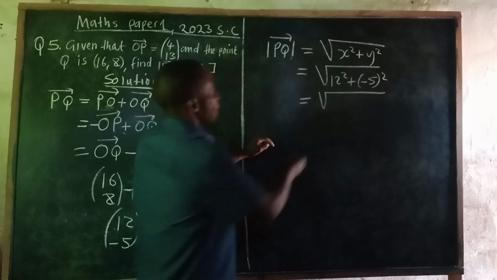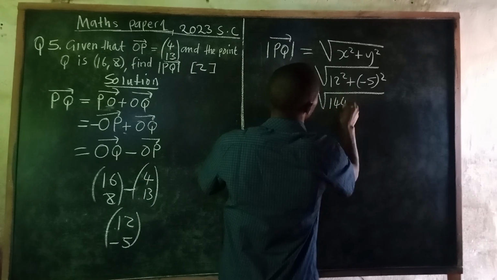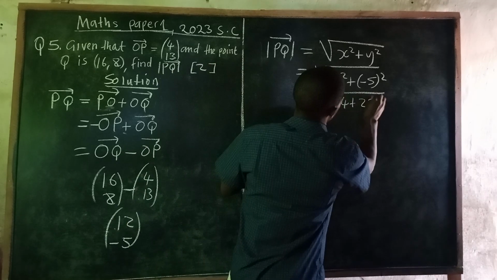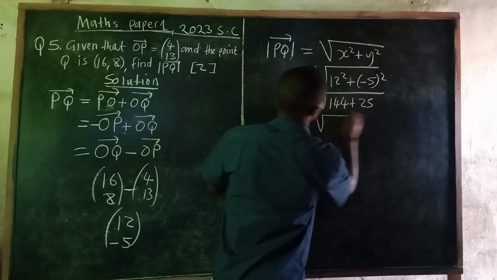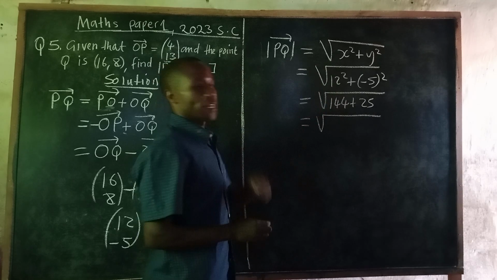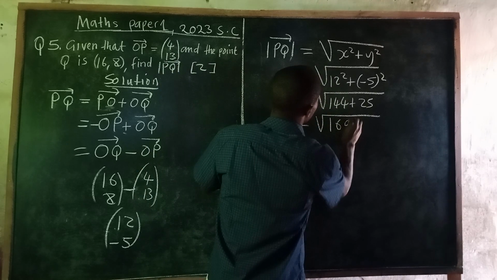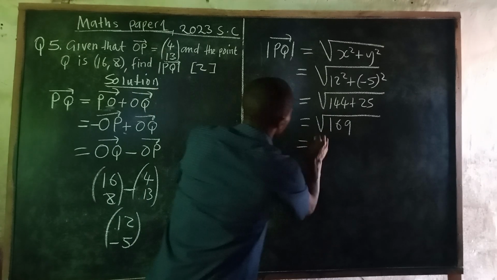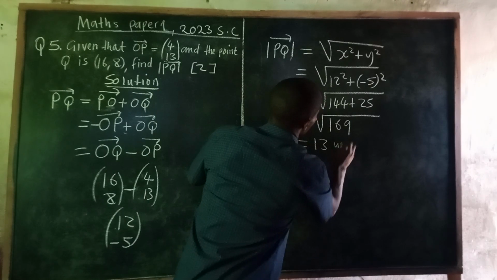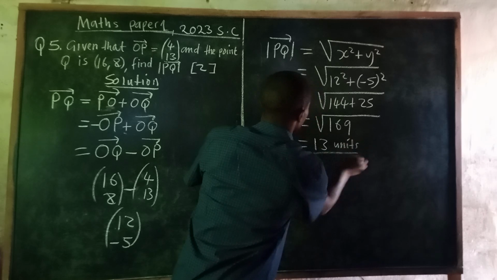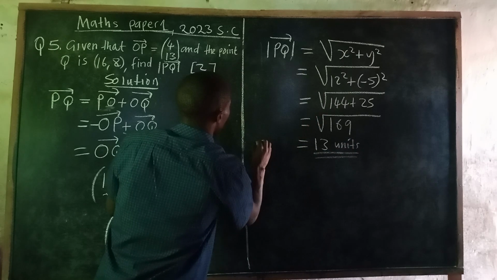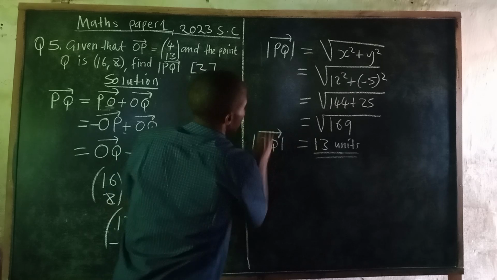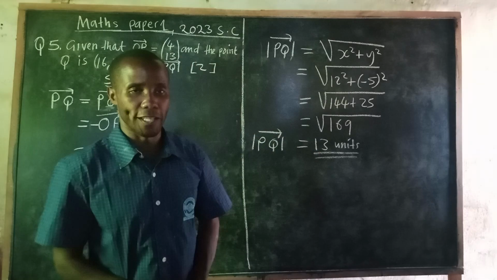12 squared, the answer is 144. Plus negative 5 squared, the answer is 25. 144 plus 25 is 169. So the square root of 169 is 13. So 13 what? Units. So the magnitude of PQ is equal to 13 units.